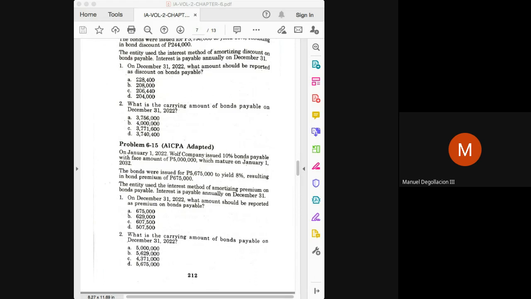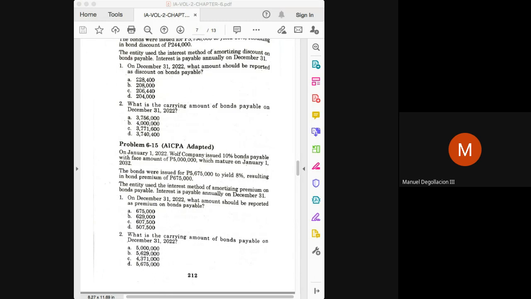5,675 times 8%. That would be 454,000. So again, that would be your interest expense. In case you are asked how much is the interest expense, it's 454,000, and then you compare that one with your periodic interest payment of 500,000. You have a difference of 46,000.